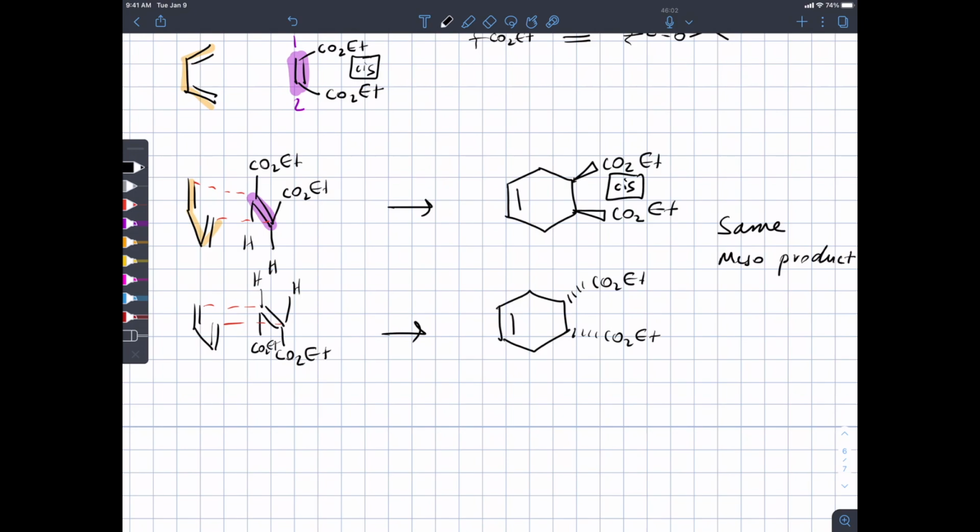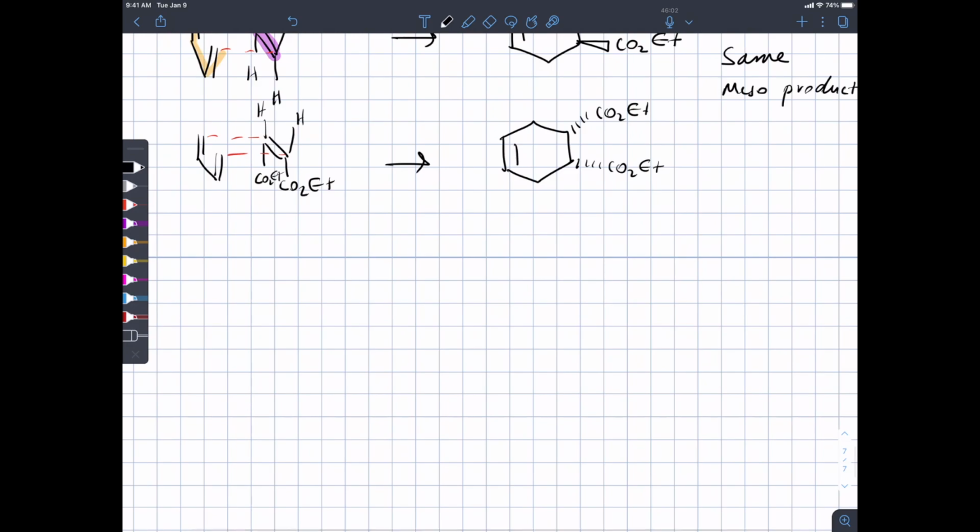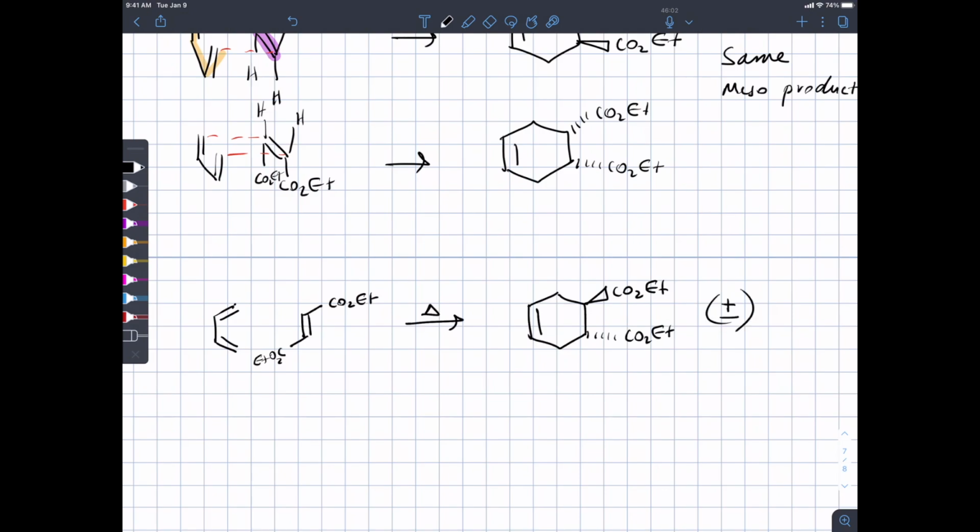Naturally, if instead you had used the trans-alkene, you would expect to see those ester groups trans to each other in the six-membered ring product. And if your product is chiral, remember, you have to get the other enantiomer too, which I'm indicating with that plus minus symbol. Okay? That's the diastereoselectivity part that's easiest to see.